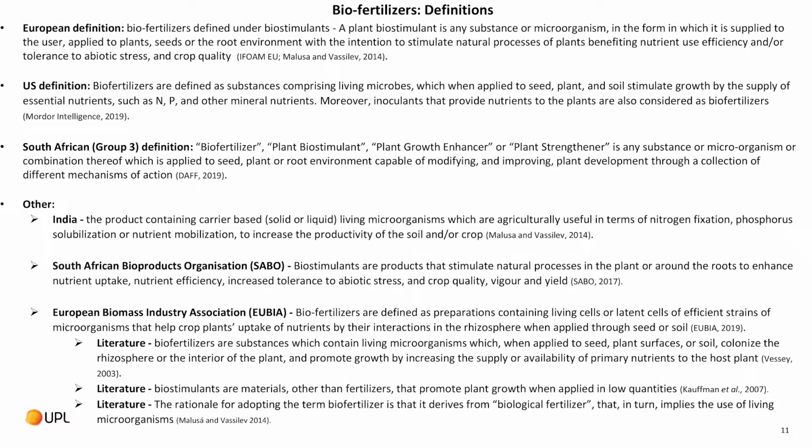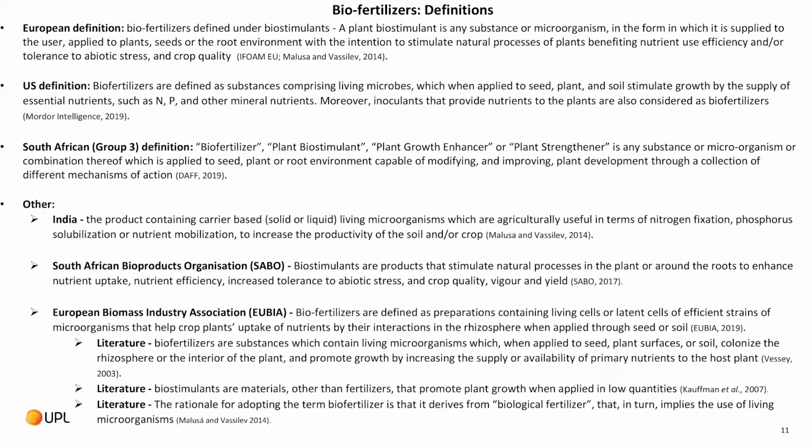I know that this slide is extremely populated. It just goes to show that there are a lot of definitions out there on what is a biofertilizer, whether it's local regulatory authorities, countries, organizations, or literature. There are literally dozens of different variations on what is a biofertilizer.